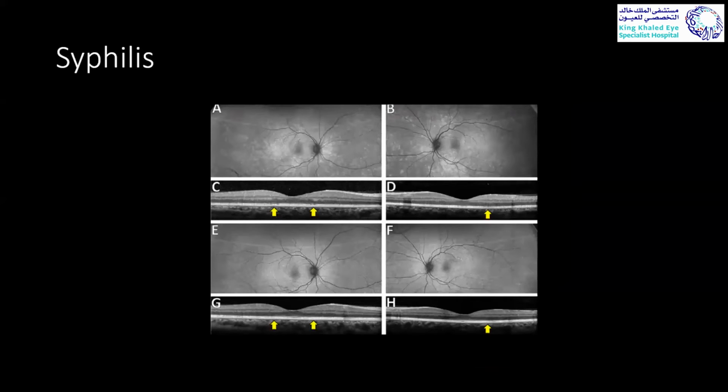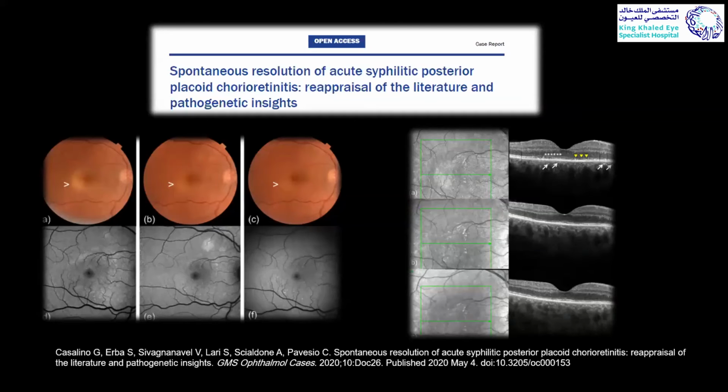A very interesting thing is syphilis. So syphilis can present with a MEWDS-like picture, as you can see here. And the most interesting thing is that a few reports in the literature mentioned spontaneous resolution of acute syphilitic posterior placoid chorioretinitis, as we can see in this patient. So this patient presented initially with what looks like a placoid lesion, but during the follow-up of the patient while awaiting the syphilis serology, these lesions started to disappear. So we know that nowadays we have a few cases of syphilis here in Riyadh, and we should keep this in our minds.